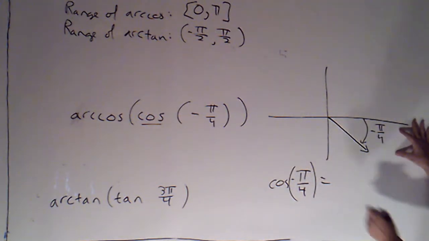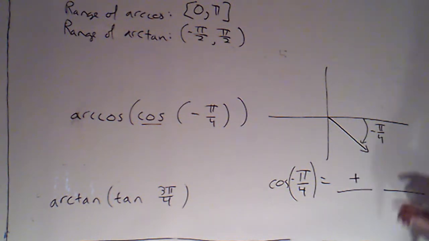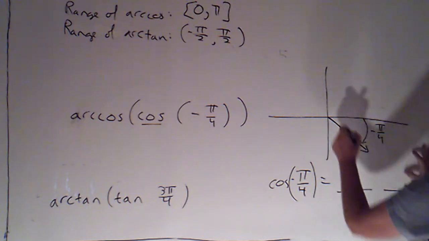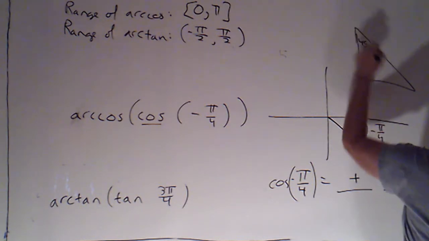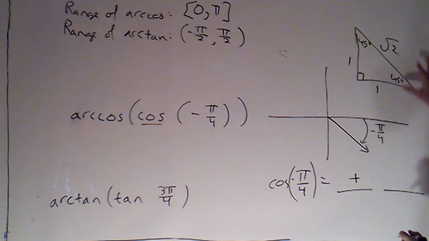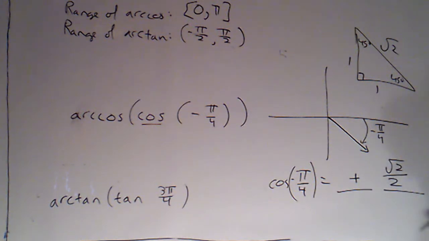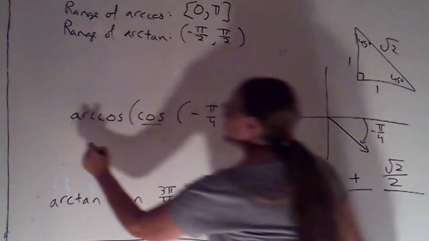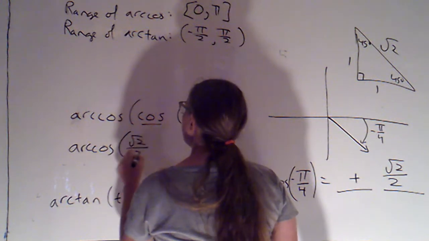Notice we're in quadrant 4. So since we're in quadrant 4, cosine is a positive number. And then my reference angle is just pi over 4. That's 45 degrees. And if I look at my 45, 45, 90 triangle, I can see that cosine is 1 over root 2. And I've rationalized that often enough that I know that simplifies to root 2 over 2. So this becomes arc cosine of root 2 over 2.